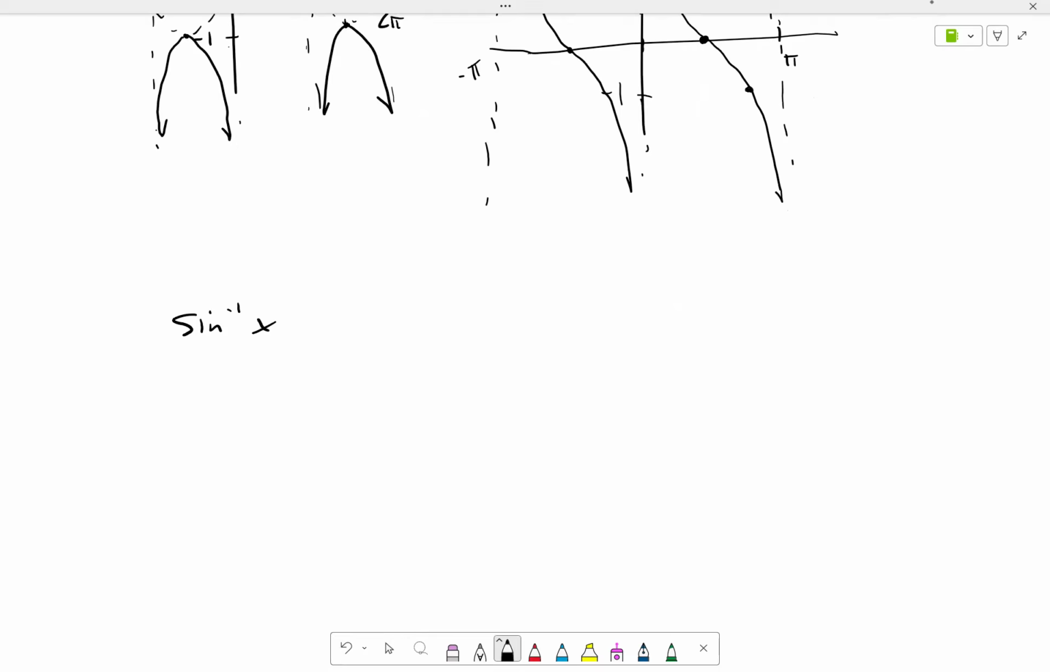Quadrants 1 and 4, which could also be considered the right side of the unit circle. Yeah, so this is quadrants 1 and 4, and cosine inverse of x lives in quadrants 1 and 2, which could be considered the top of the unit circle, right?